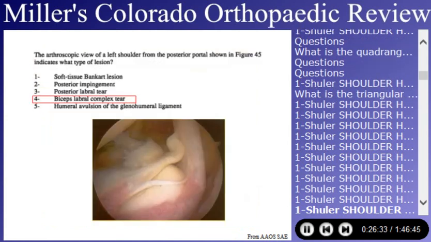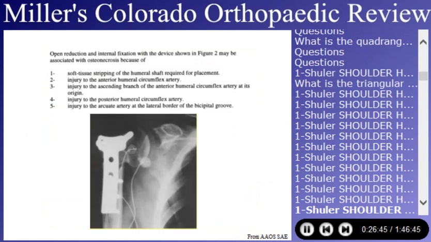Arthroscopic view, left shoulder. The posterior portal indicates what type of lesion? Superior aspect. SLAP lesion. This is a great question.